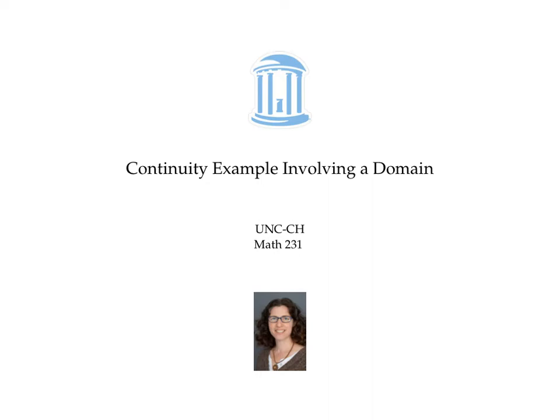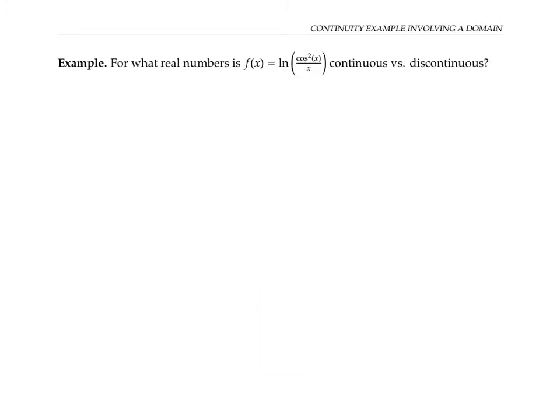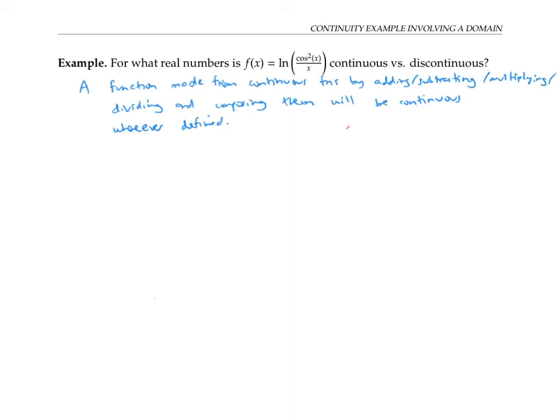In this video, we'll figure out where a given function is continuous by analyzing its domain. We're asked to find where this rather complicated function is continuous versus discontinuous. Notice that this function is put together by squaring, dividing, and composing continuous functions. Therefore, it will be continuous wherever it's defined. So our job is to figure out where this function is defined and where it's not defined. In other words, we need to find the function's domain.